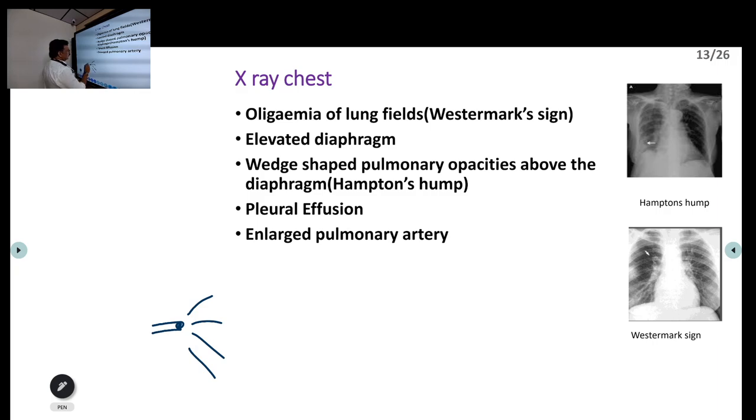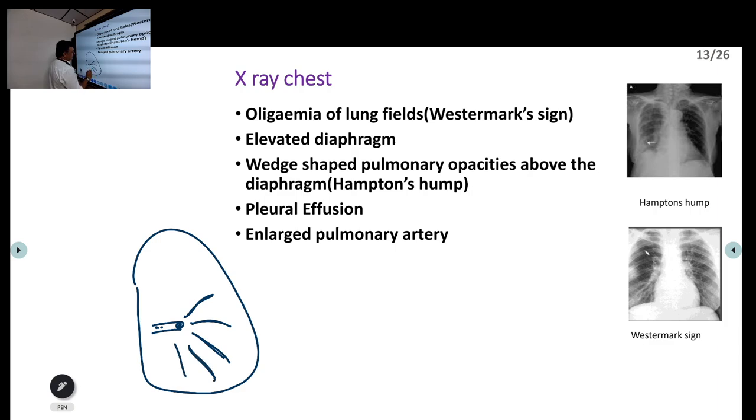So in the lung, the main artery will be there, that will be white in color. Then from there, circulating arteries, or branches, will be there, like a tree, and that also will be white in color. But what happens in pulmonary embolism is that there will be absence of these arteries. So up to this artery, you can trace white color. After that, there is no circulation. So that is oligemic lung fields. So that is Westermark sign.